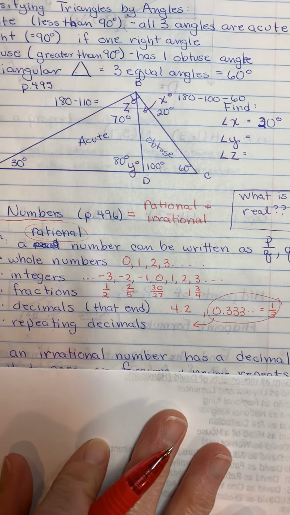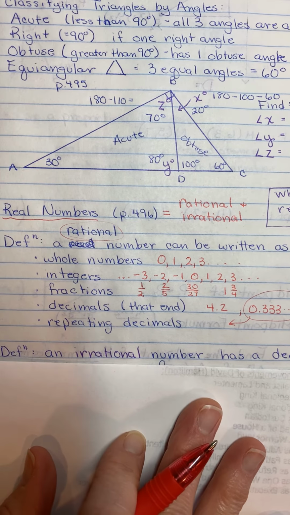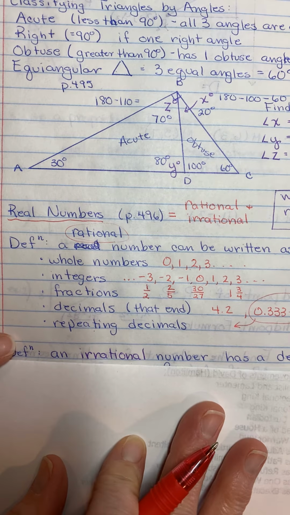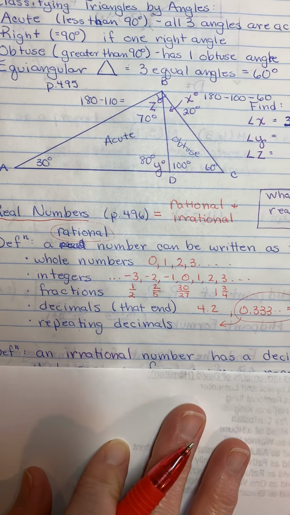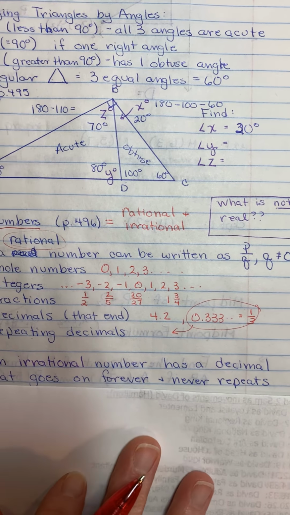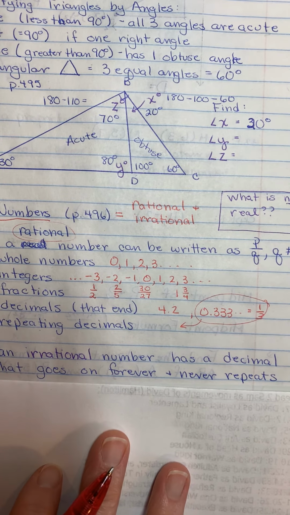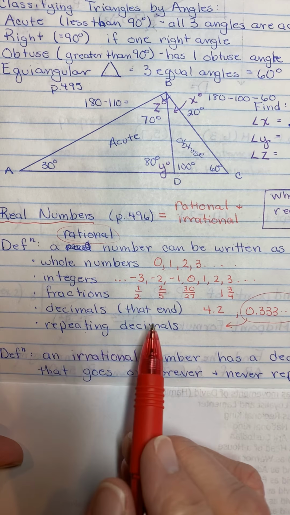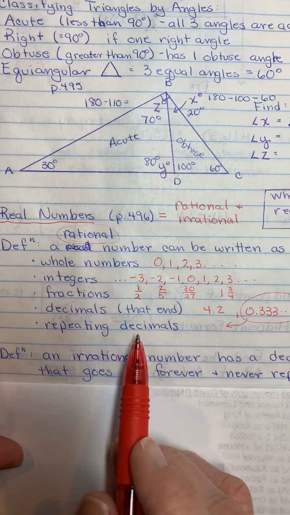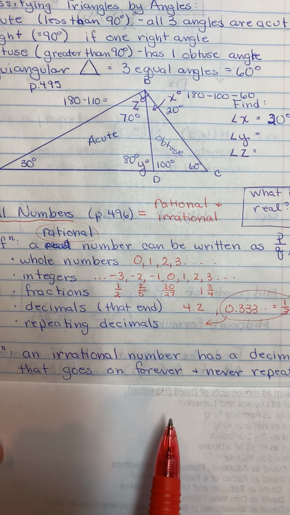So what number is not rational is called irrational. And the definition: an irrational number has a decimal that goes on forever and never repeats. So if rational numbers have decimals that end or repeat, irrational numbers don't end and don't repeat.